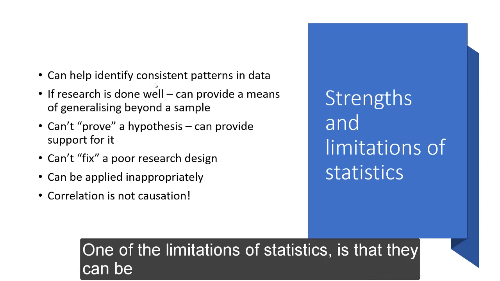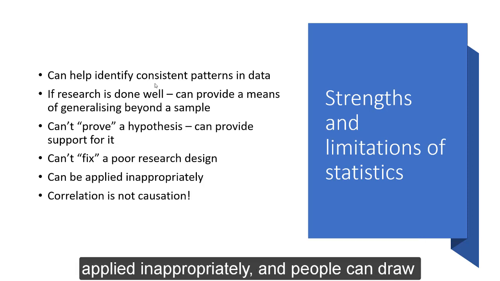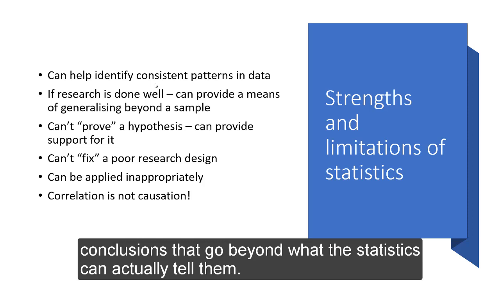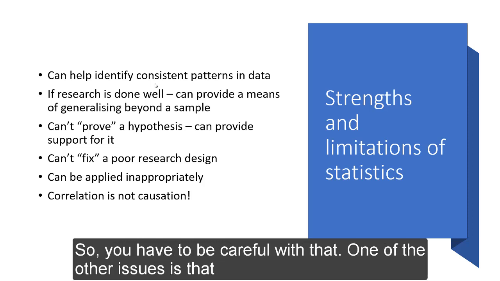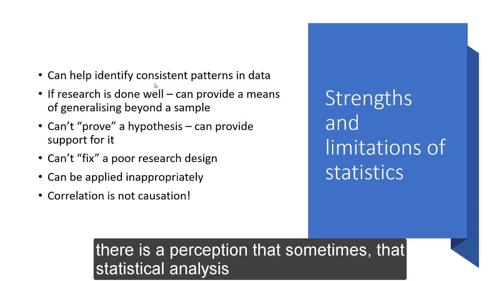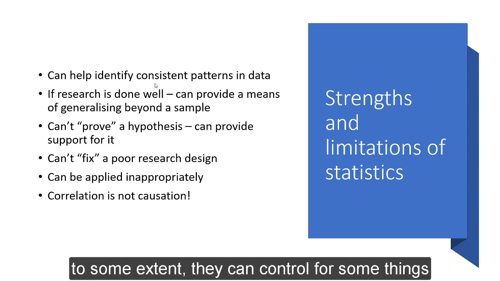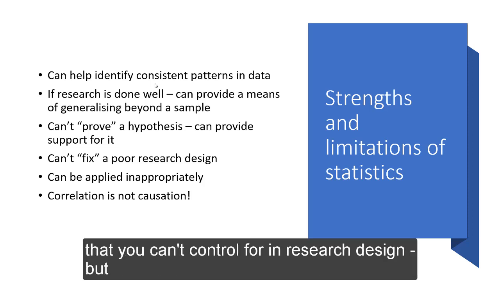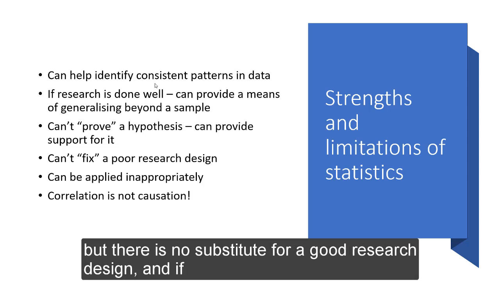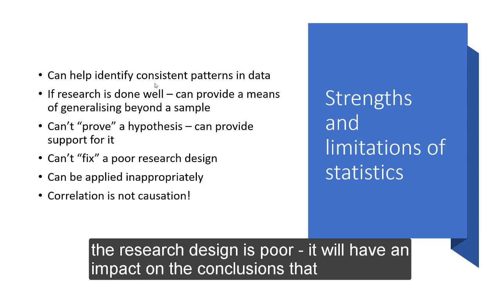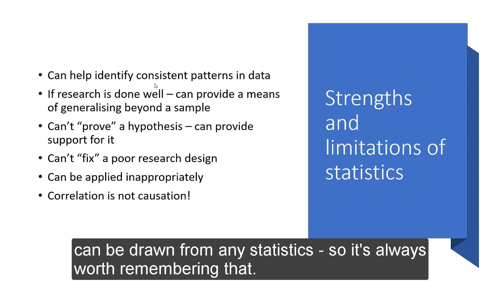One of the limitations of statistics is that they can be applied inappropriately, and people can draw conclusions that go beyond what the statistics can actually tell them, so you have to be careful with that. One of the other issues is that there's a perception that sometimes statistics or statistical analysis can fix poor research design. Now, to some extent, they can control for some things that you can't control for in research design, but there is no substitute for a good research design, and if the research design is poor, it will have an impact on the conclusions that can be drawn from any statistics, so it's always worth remembering that.